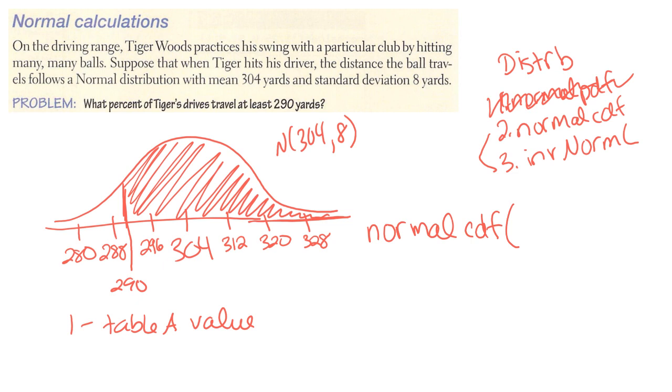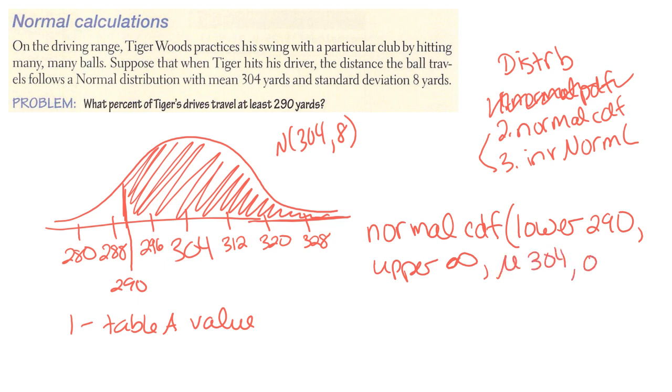And this is the work that you need to show. You need to write the word lower. Your calculator doesn't write it. It just shows 290. You need to write upper, and you can go ahead and infinity that out. You need to write that you use the mean, and you need to make sure your notation is appropriate. You need to write standard deviation of 8, and you need to close your parentheses. That counts as enough work.